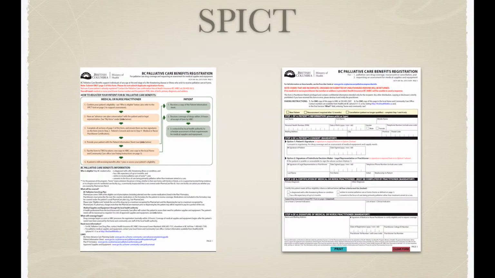And it still does not cover oxygen. Really? A patient can still not be qualified to go home with oxygen. So they still need to have the ABG and qualify under medical service plan to go home with home oxygen. BC, the SPICT form and the palliative care benefits do not qualify anybody for oxygen. And oxygen is $400 a month if you don't qualify.